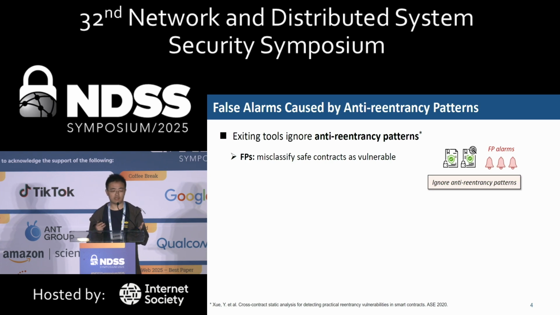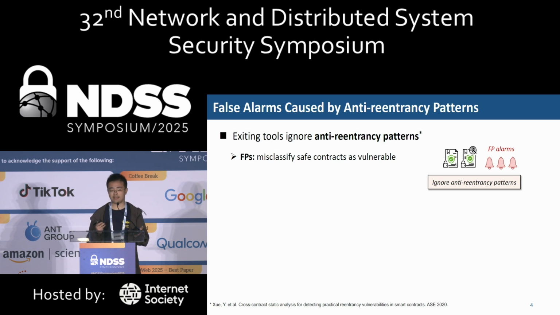Why do these false positives come from? Recent studies show that existing tools ignore anti-reentrancy patterns, so they may falsely classify safe, protected smart contracts as vulnerable.